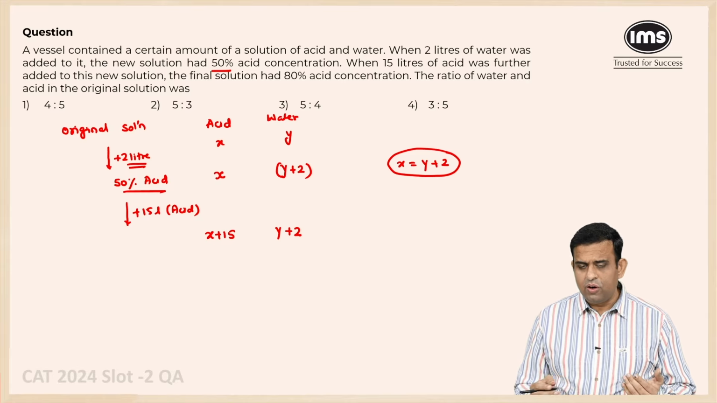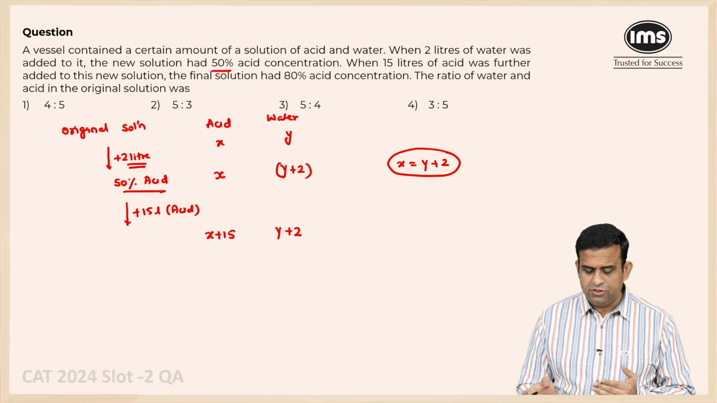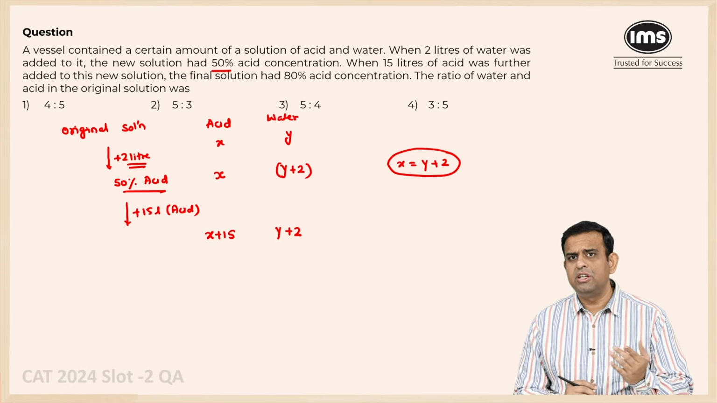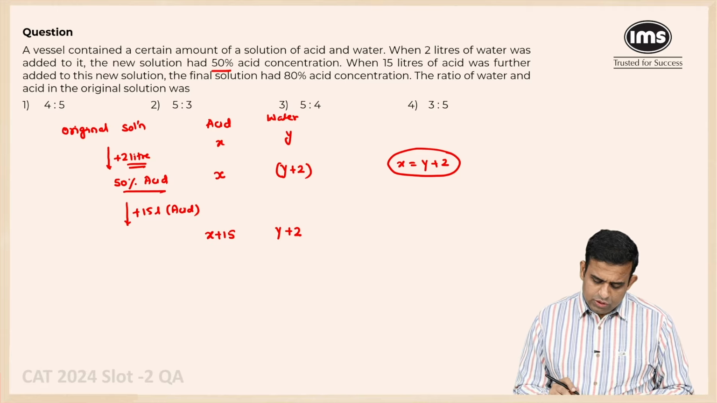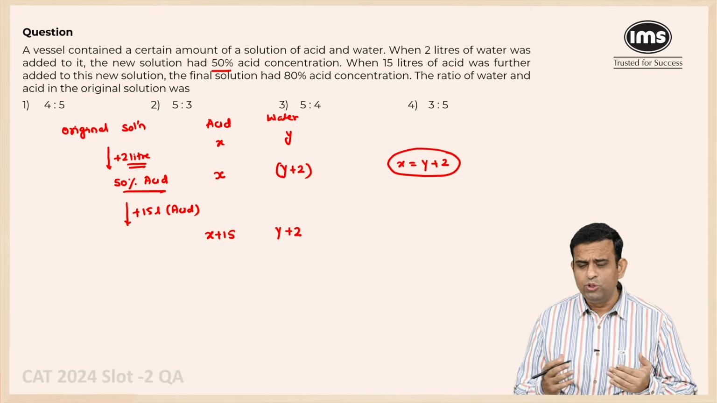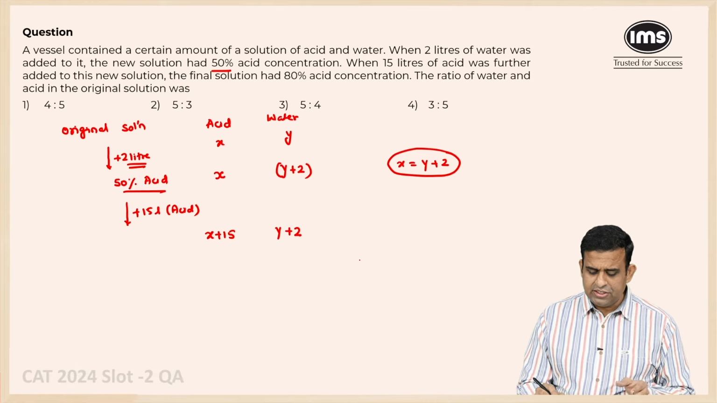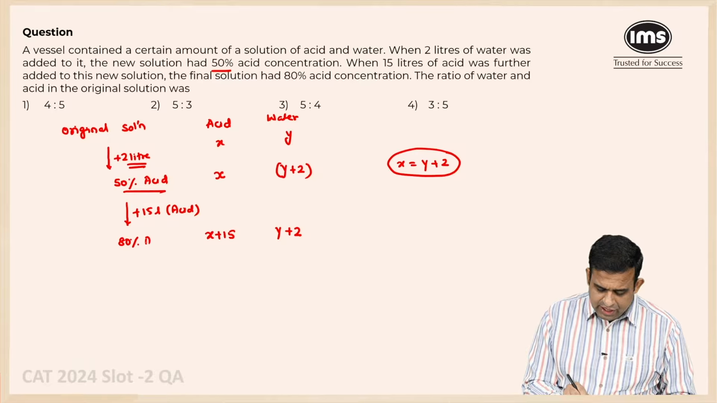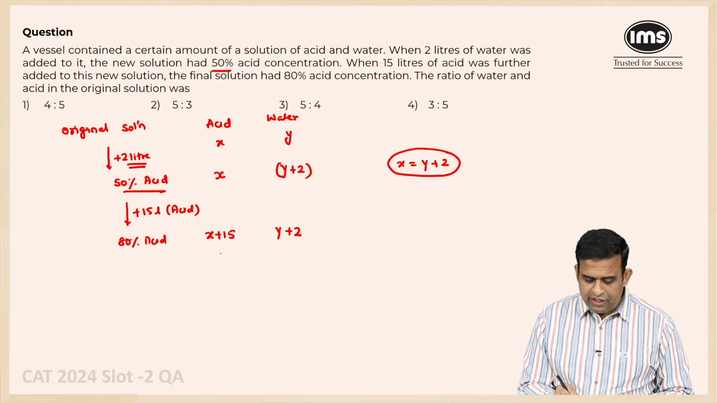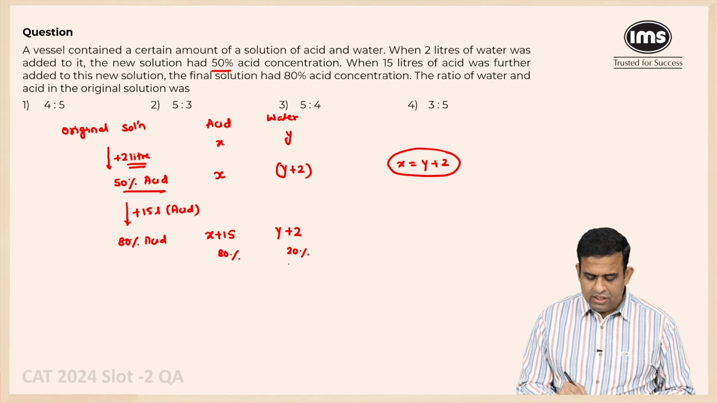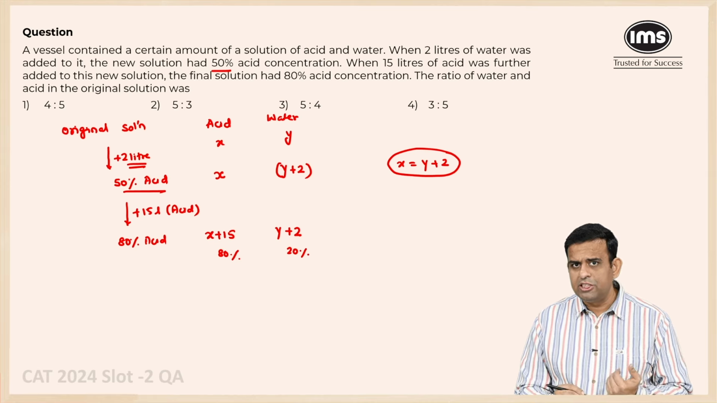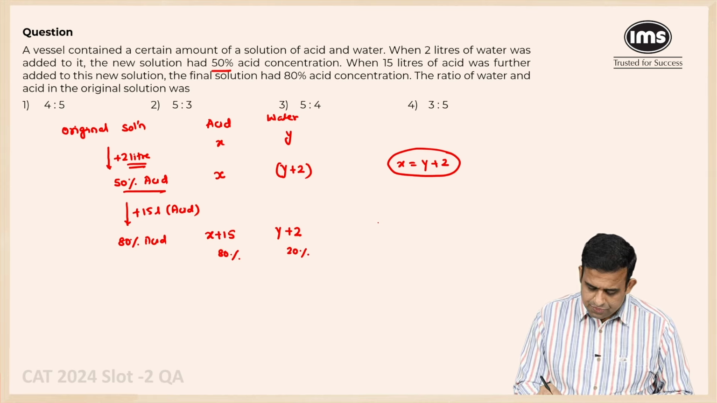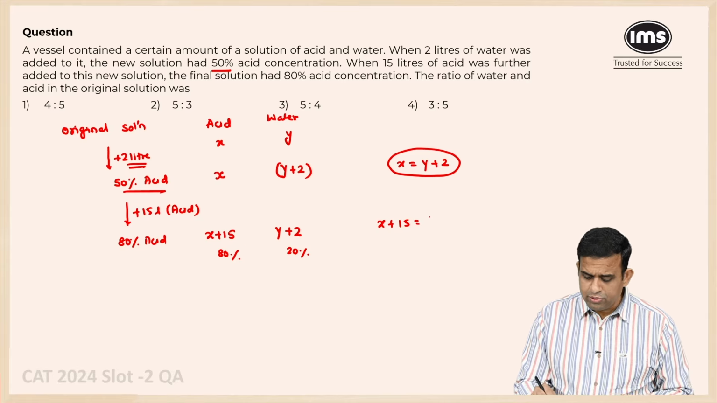So in this particular context, if this acid concentration is 80%, then water basically has to be at 20%. So you can use multiple methods. One can say the ratio of the acid and water, we have 80% acid concentration. If acid is 80%, then water has to be at 20%. The required ratio in this particular case has to be 4:1. So X plus 15 must be 4 times Y plus 2.